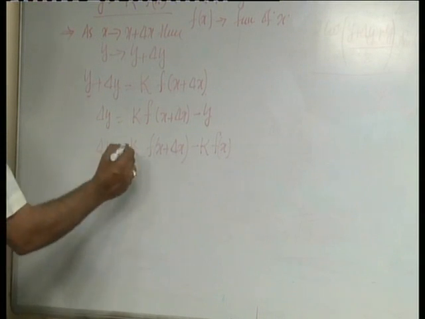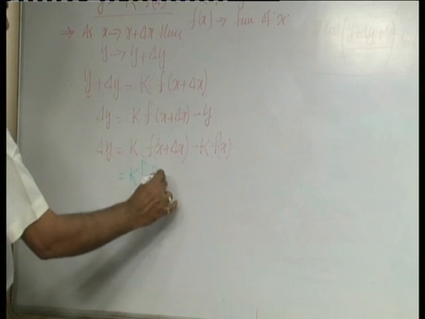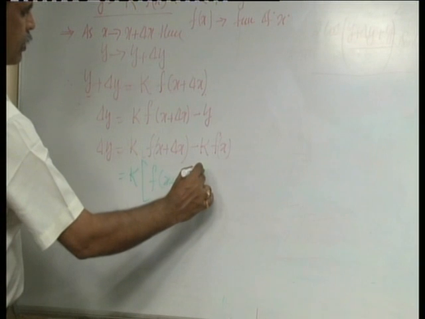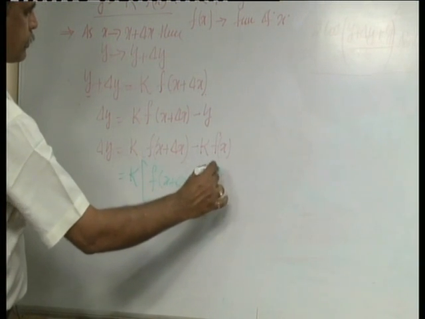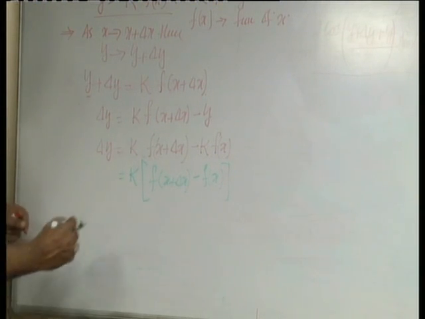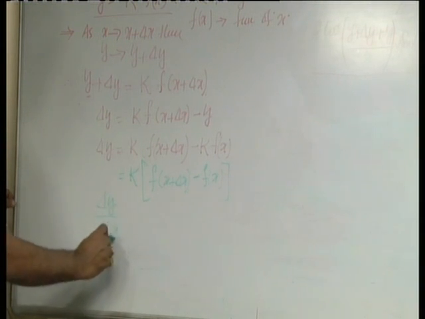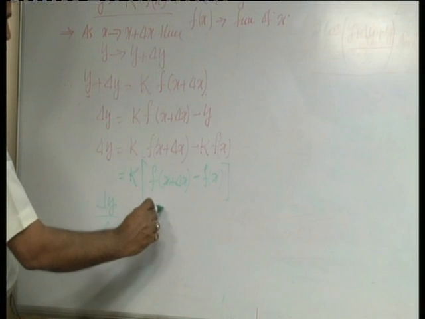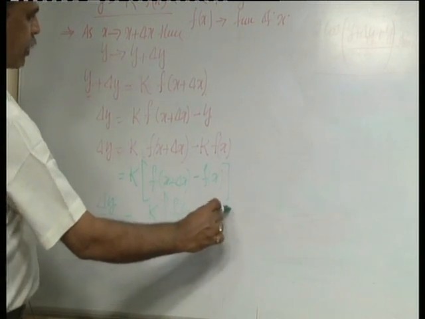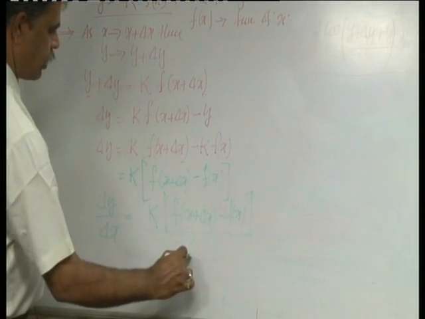Then you can take k outside, f of x plus delta x minus f of x. You divide by delta x on both sides, that is delta y divided by delta x is equal to k into f of x plus delta x minus f of x all divided by delta x.